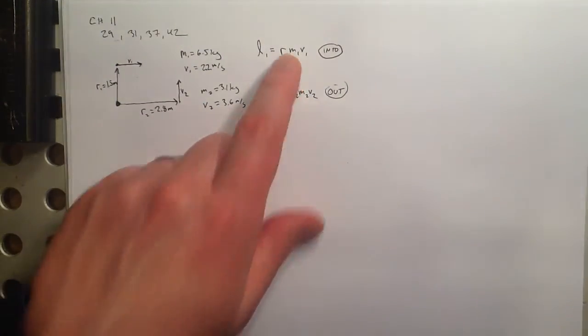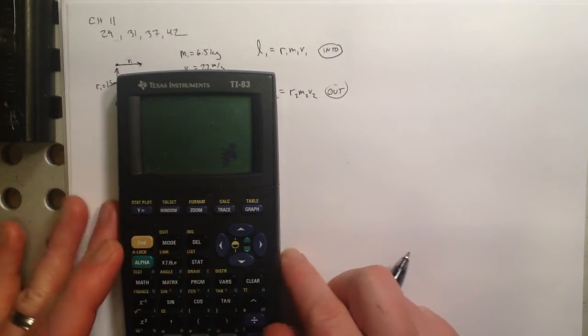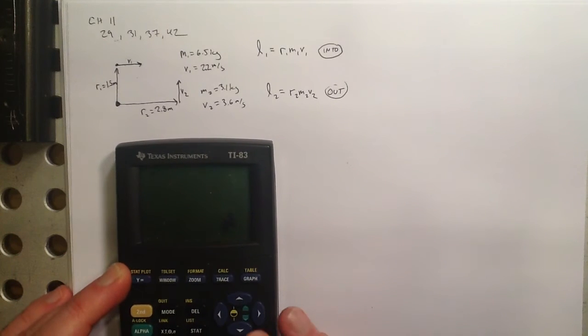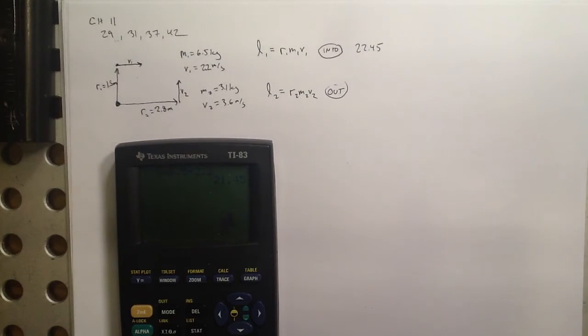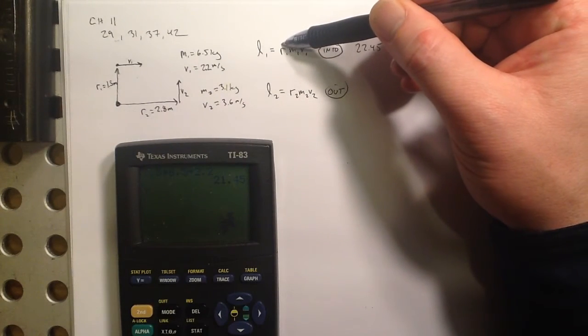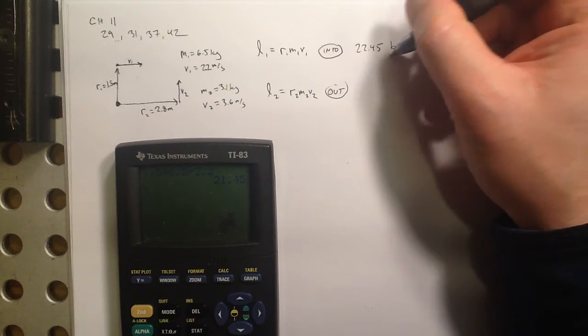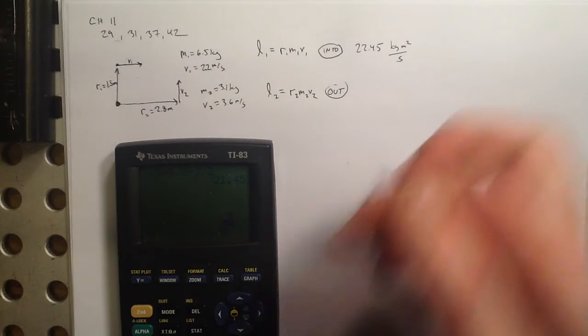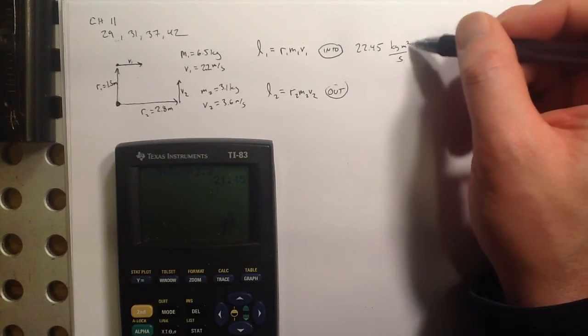So here, if you want to see the numbers, this is the boring part. We have r, m, v, so that's 22.45. We're going to talk about the units, although they're easy to figure out. This is meters, kilograms, meters per second, so it's kilogram meters squared per second. Right? It's like regular momentum. If you think of it as r times p, it's like regular momentum, kilogram meters per second, times an extra meter because of the r.